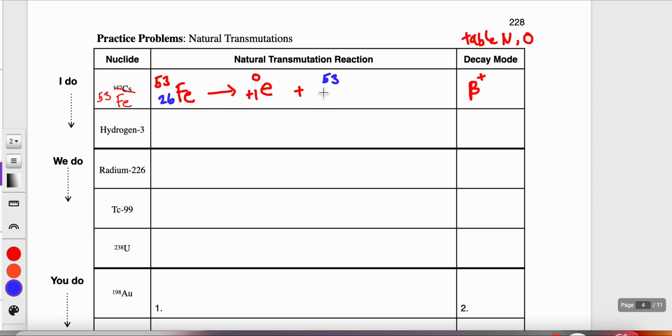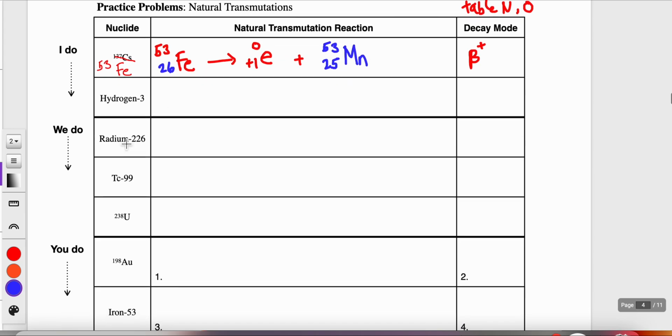So if I put a 25 here, 25 plus a +1 will get me to 26. So now I need to look on the periodic table and look up the element that has an atomic number of 25. And when I look that up, it uses a symbol of Mn, manganese-53.